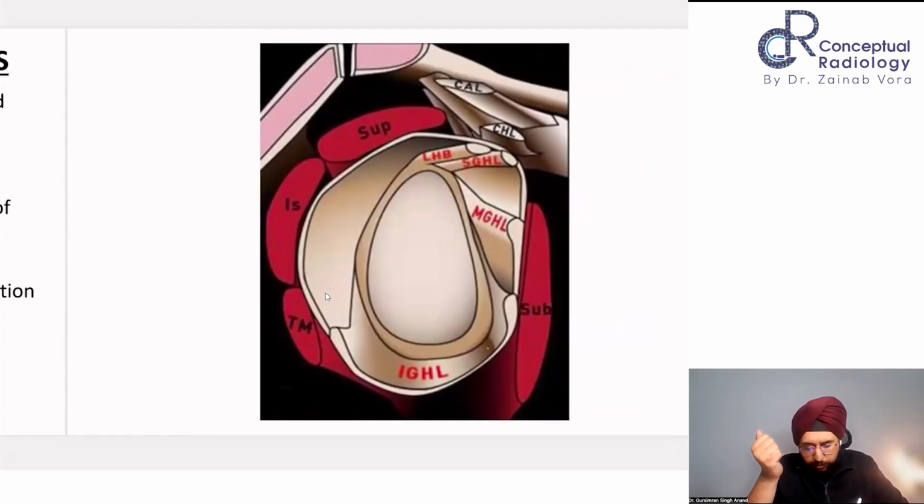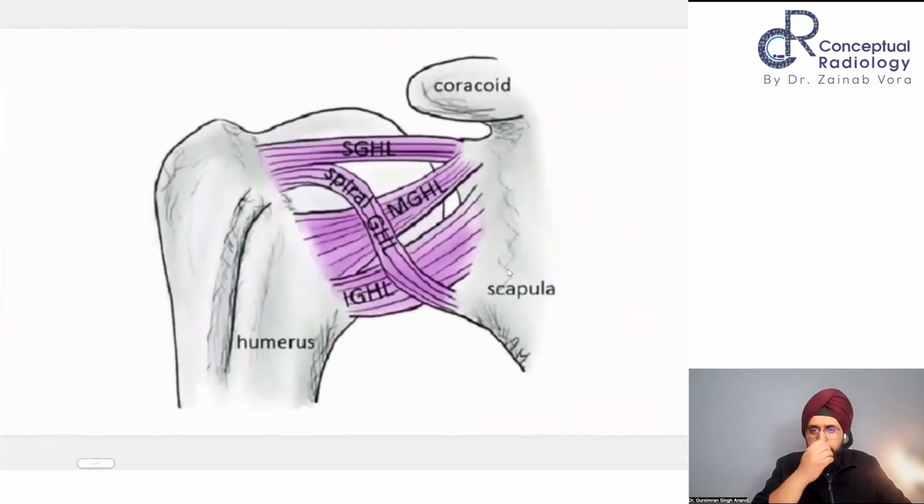Okay. And your inferior one has two bands. One is your anterior band, another one is your posterior band. Okay, this we all know. And in between these two, we have the axillary recess. So we can just ignore your spiral glenohumeral ligament. That's just anatomical variation. So we are majorly concerned with SGHL, MGHL, and your IGHL, out of which the IGHL is the main one, on which all the injuries of the capsules are based.